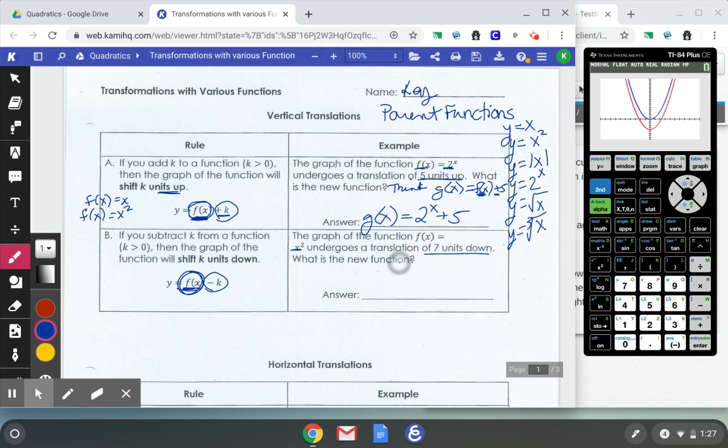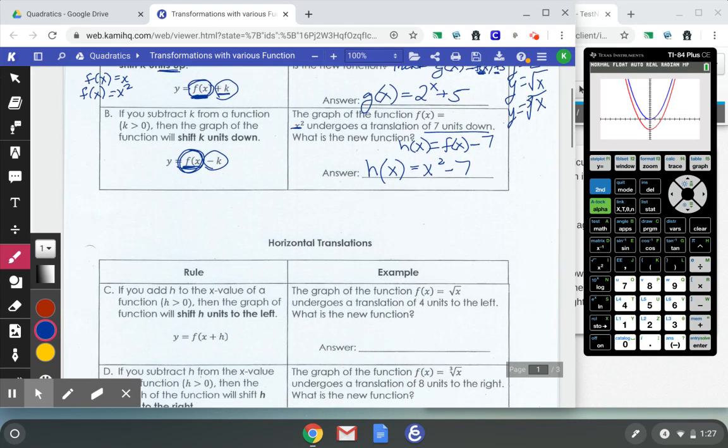So we could call the new function h of x. What this is saying is that if I take f of x, which is x squared, and I shift it down 7 units, that means I'm going to subtract 7. So my new function is x squared, and then I'm going to subtract 7 from it. I'm shifting it down 7 units. So that's a vertical translation.